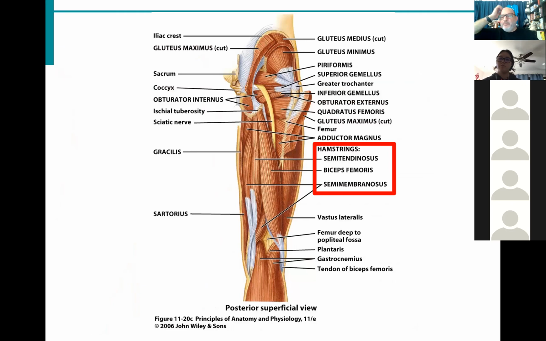All right, that brings us to our first muscle group of the leg, known as the hamstrings. Any idea why this muscle group is called the hamstrings?